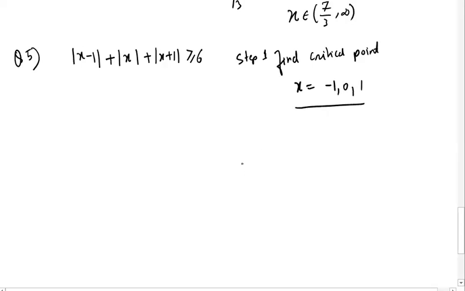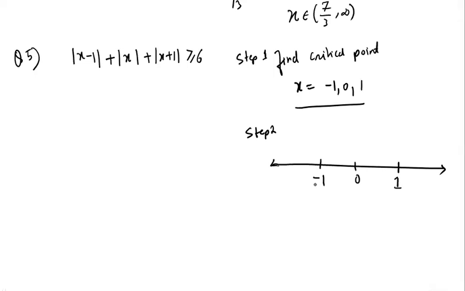Got it? Okay, very good. Step 2, what was step 2? Number line, put critical points. Any issues? Now from here there's a difference.